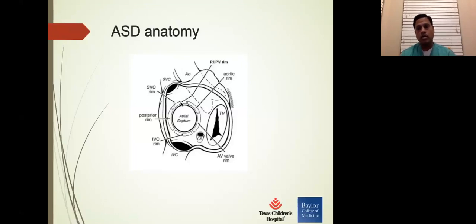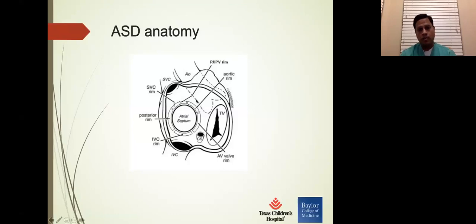So these are all the rims which should be carefully assessed. At this time, I would say absence of the posterior inferior rim or IVC rim is an absolute contraindication for ASD closure, because the device embolization rates are very high when you have a deficient IVC rim or deficient posterior inferior rim. In general, it is recommended that there should be a rim of at least 7 millimeters around the ASD.